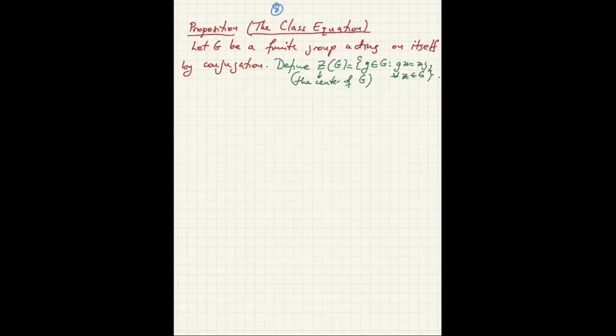And also we want to define, for x in G, C of x, which will be the stabilizer of x with this action. This consists of all g in G such that gxg^-1 equals x. And it's the same thing as all g in G such that gx equals xg. So it's called the centralizer of x.